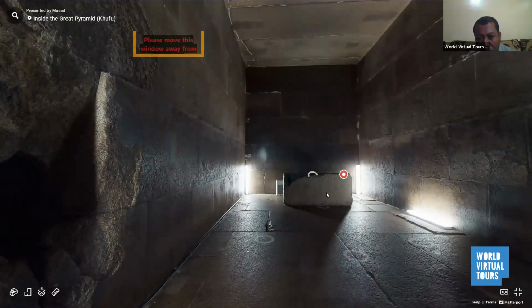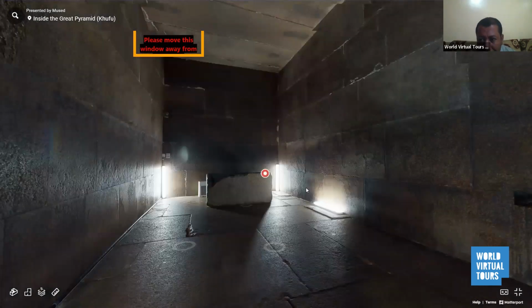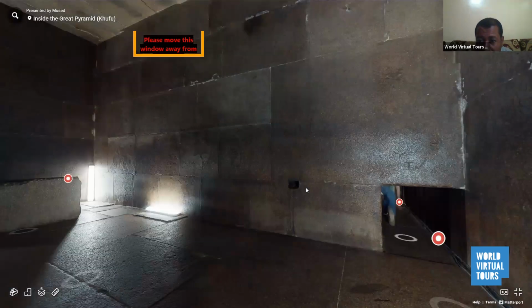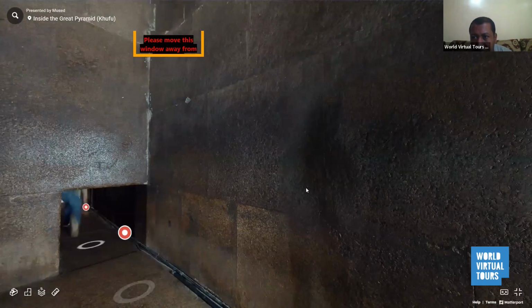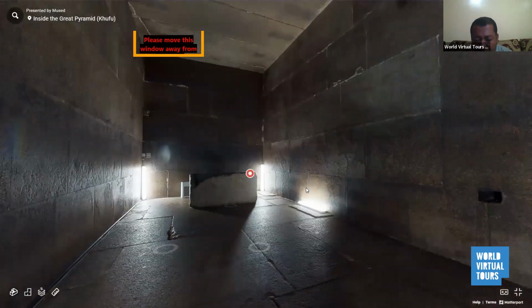You can see the sarcophagus. It's a granite stone as well, and that's a black granite. It's supposed to be pink granite, but it tends to be black. And the technology of breathing here is very simple.